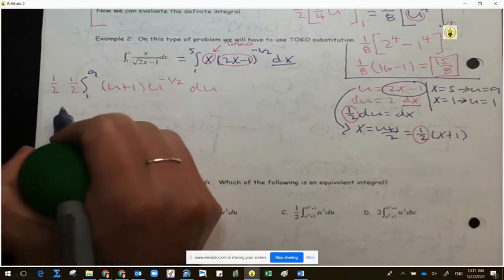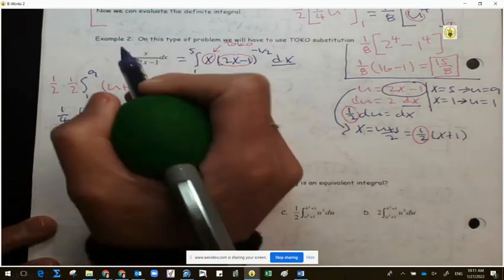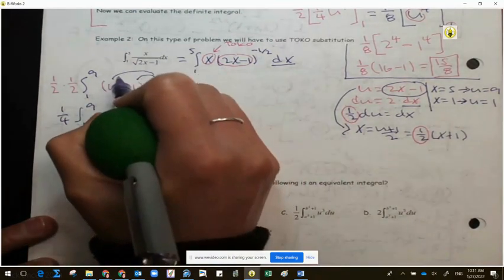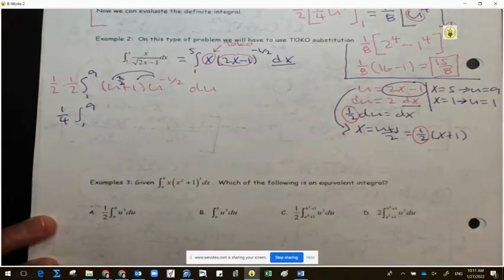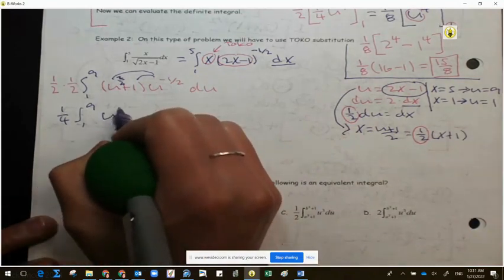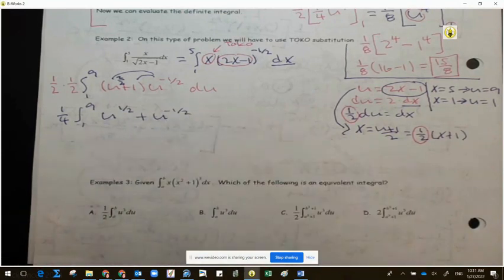Half and half is going to give me 1 over 4. Integration from 1 to 9. We are going to distribute. Now keep in mind, u to the power of 1 is technically 2 over 2. So when I go ahead and simplify or distribute, we get u to the power of 1/2 plus u to the negative 1/2. And do I need my plus c here?